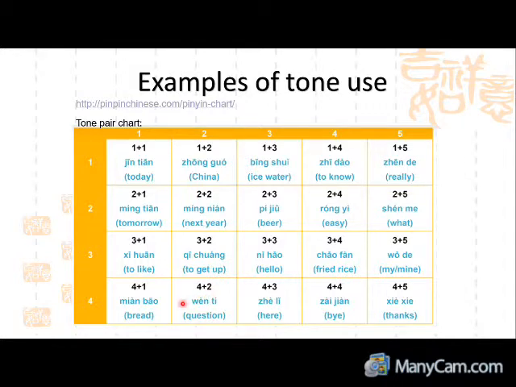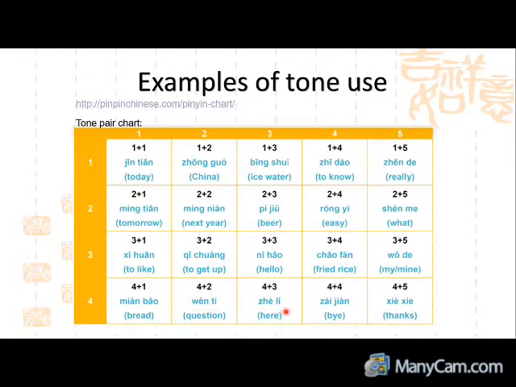Tone 4 and tone 2. An example of that is the Chinese translation for question, 问题, 问题. Some people pronounce it one way, some say another. I pronounce it 问题, 问题.